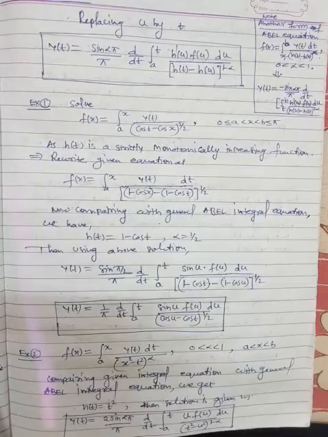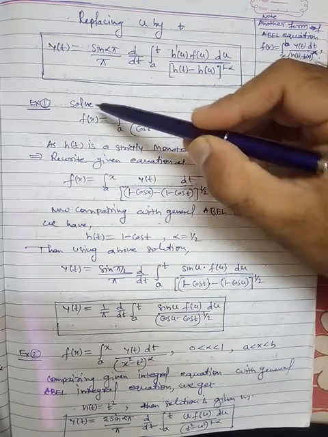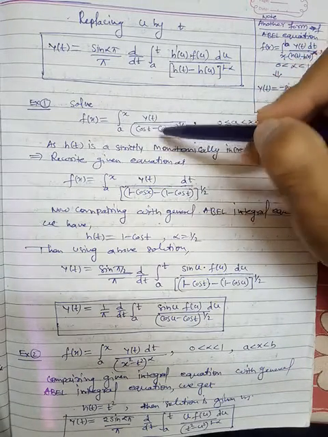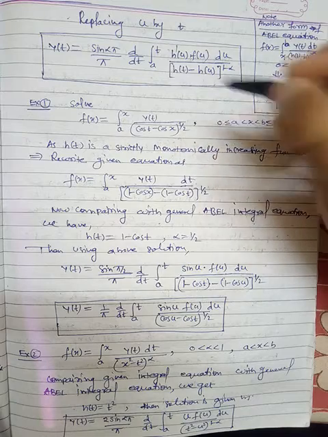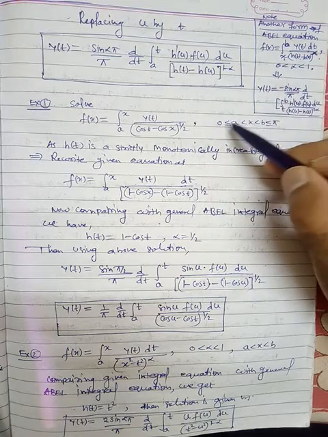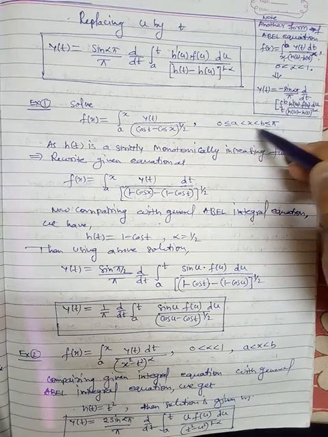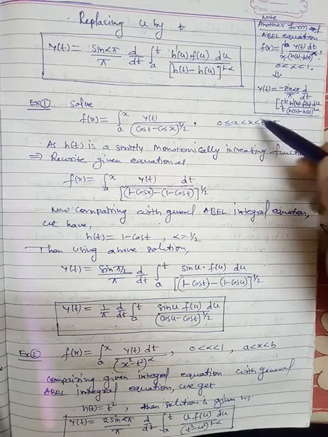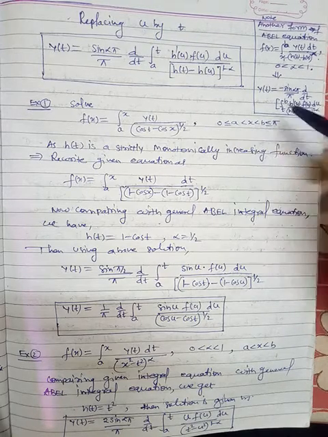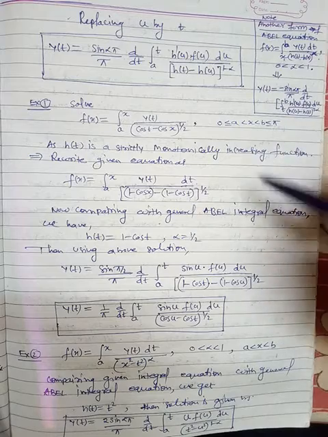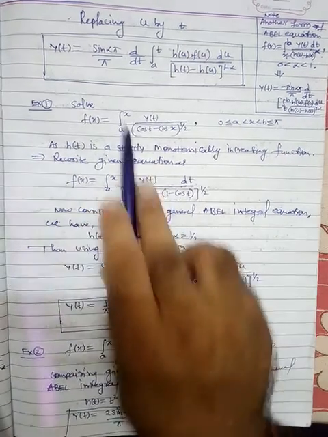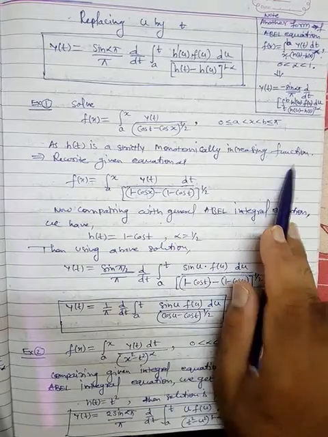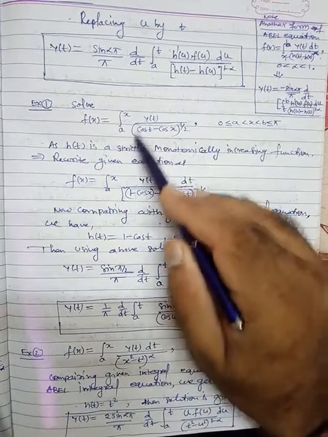Now example number 1. Solve f(x) equals integral a to x y(t) divided by (cos t minus cos x) raised to the power half, where 0 is less than equal to a is less than equal to x is less than b is less than equal to pi. Fine. So x is lying in between a and b, and a is greater than 0 and b is less than equal to pi. Now if you compare this with the general Abel integral equation, then h(t) is a strictly monotonically increasing function.